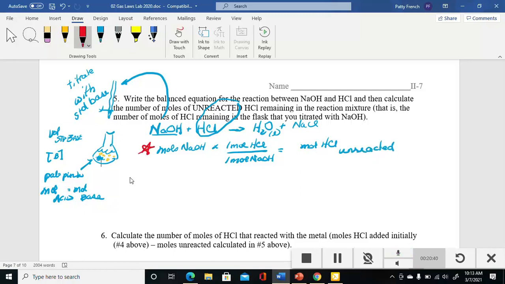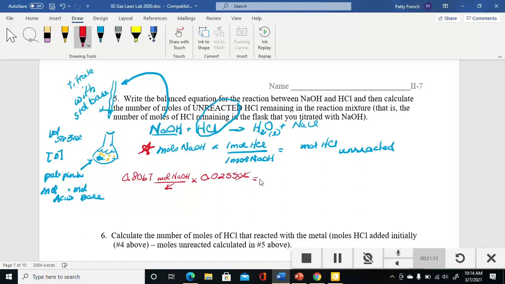Okay? A molarity of 0.8067 mole NaOH per liter, and this was standardized, remember. And when we did the titration, we found that we used 25.50 milliliters or 0.02550 liters.